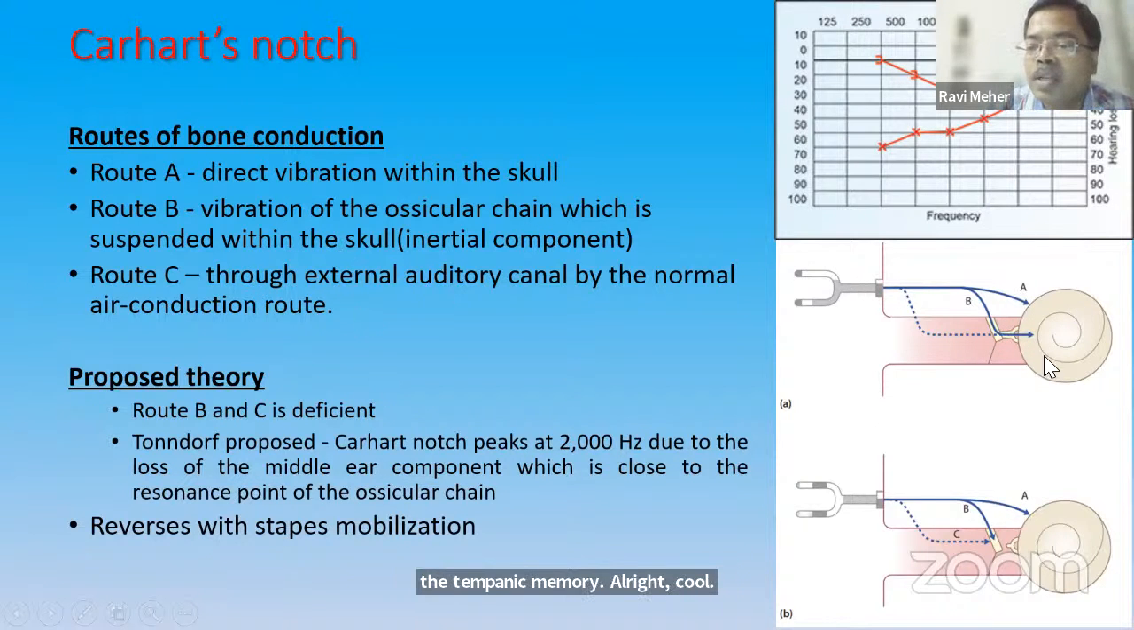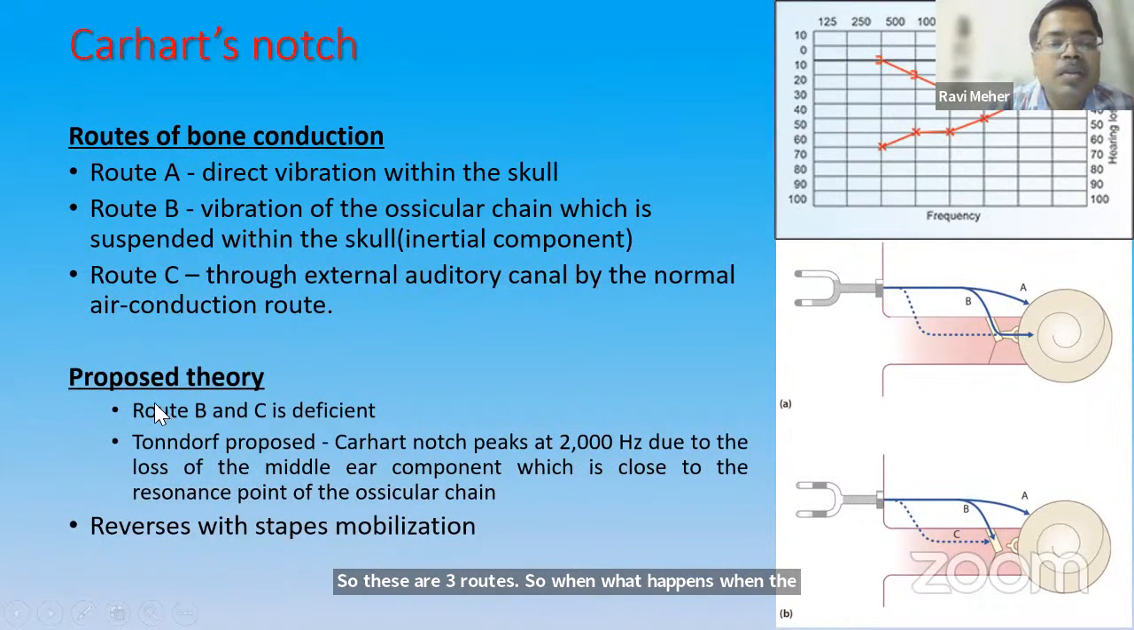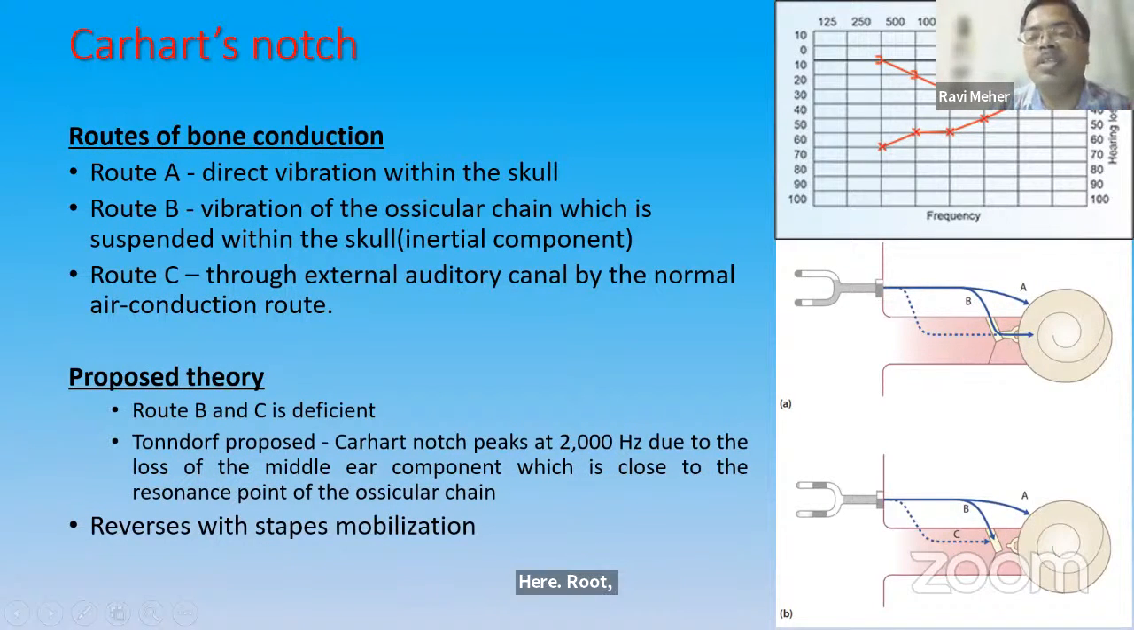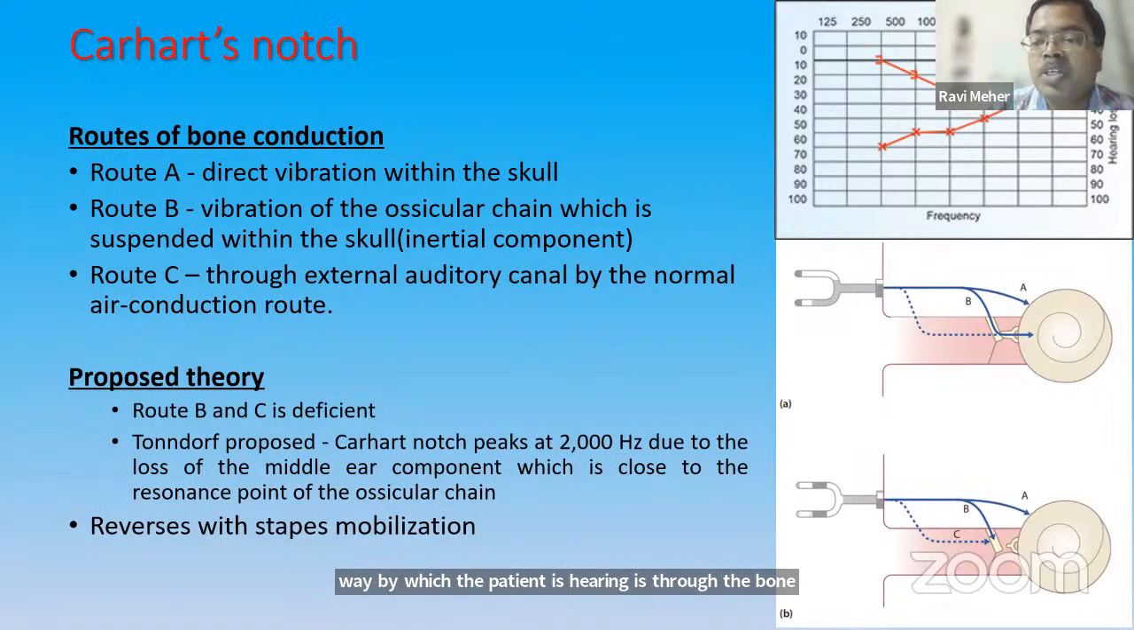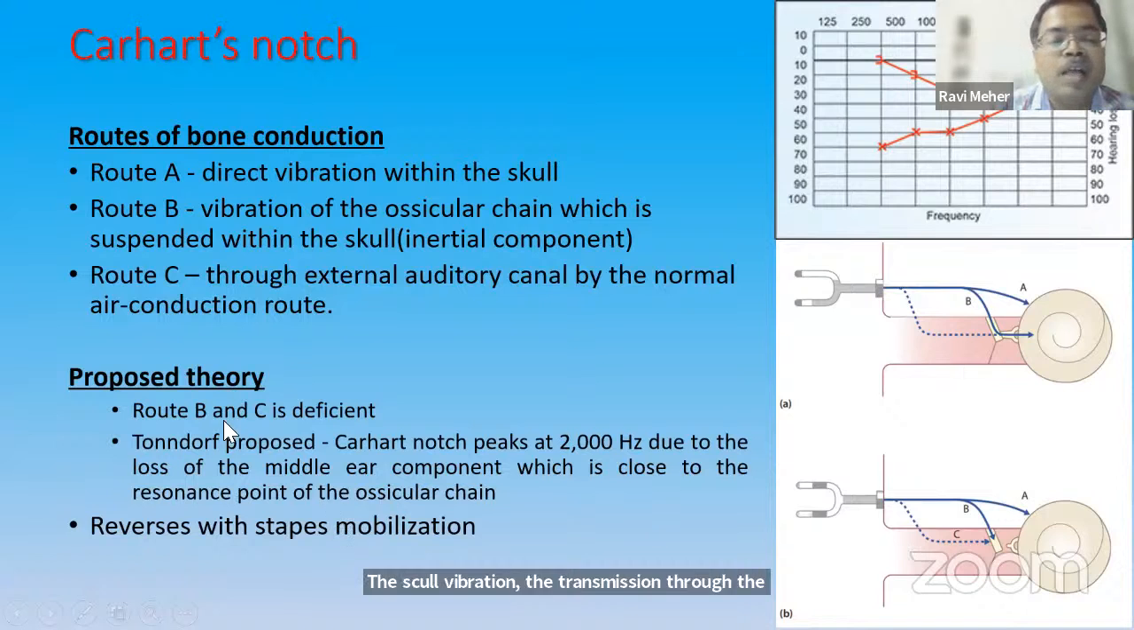So what happens when the stapes footplate is fixed, the route B and C are deficient. That means the only way by which the patient is hearing is through the bone vibration, the skull vibration. The transmission through the inertial component and the normal air conduction is lost. And what happens when this is lost? There is a loss of middle ear component, which is close to the resonance point of the ossicular chain. So the resonance point of the ossicular chain is actually 2000 Hertz.